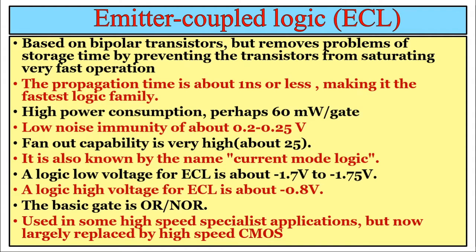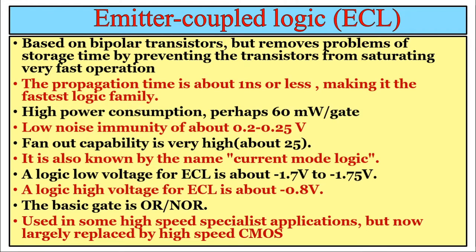High speeds have become possible in ECL because transistors are used in a differential amplifier configuration, in which the transistors are never driven into saturation, but operate in the active region. That is the reason for its high speed operation, and thereby the storage delay time is eliminated, which improves the speed of the circuit to a great extent. The propagation time is about 1 nanosecond, making it the fastest logic family.